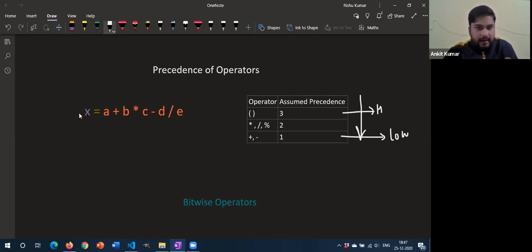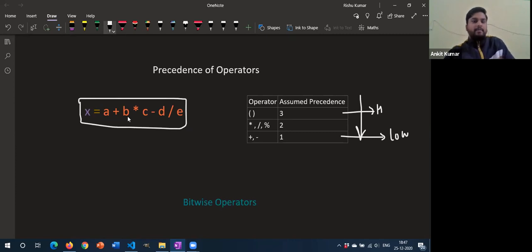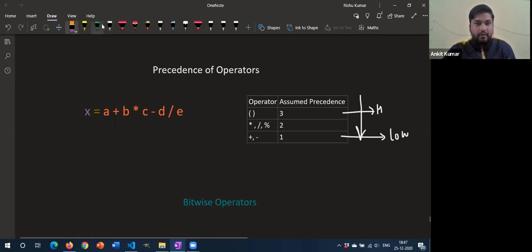So in this equation that I have written over here, x is equal to a plus b multiplied by c minus d divided by e. How will you solve this question? First, let us look into the table. There is associativity also, I will tell you. So first, let us look into the table to see how we have to solve it.